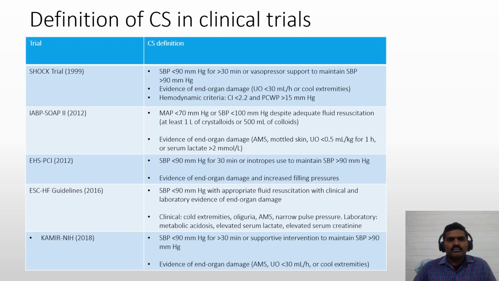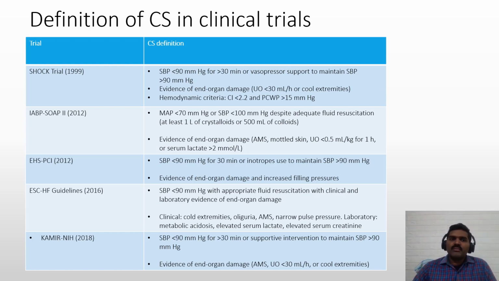So different clinical trials use different definitions for cardiogenic shock. Let us have a look at them briefly. The SHOCK trial in 1999 used the definition of systolic BP less than 90 millimeters of mercury for greater than 30 minutes, or the patient needing vasopressor support to maintain systolic BP more than 90 millimeters of mercury. Evidence of organ damage in the form of urine output less than 30 ml per hour and cool extremities, and hemodynamic criteria included cardiac index of less than 2.2 and PCWP of greater than 15 millimeters of mercury.